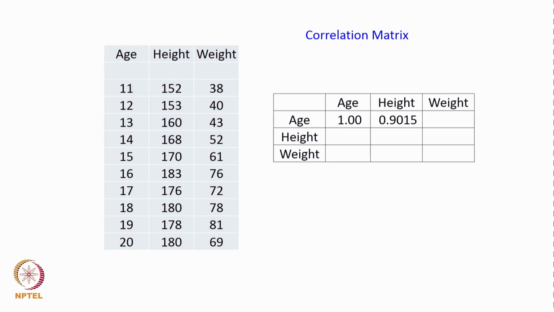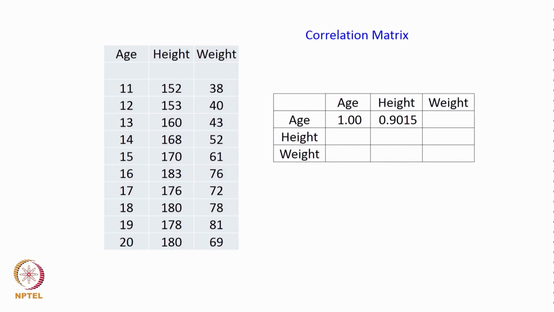It is also possible to find the correlation when we have more than 2 numerical variables. So, we have age, we have height, and we have weight. Let us say we have this data for boys in the age group of 11 to 20, and let us say we picked up one person with age 11, one person with age 12, and so on, and that is the height and weight respectively. So, correlation between age and itself is 1. So, in this example we can compute the correlation between age and height, which works out to be 0.9015, and you can do the rest of it.